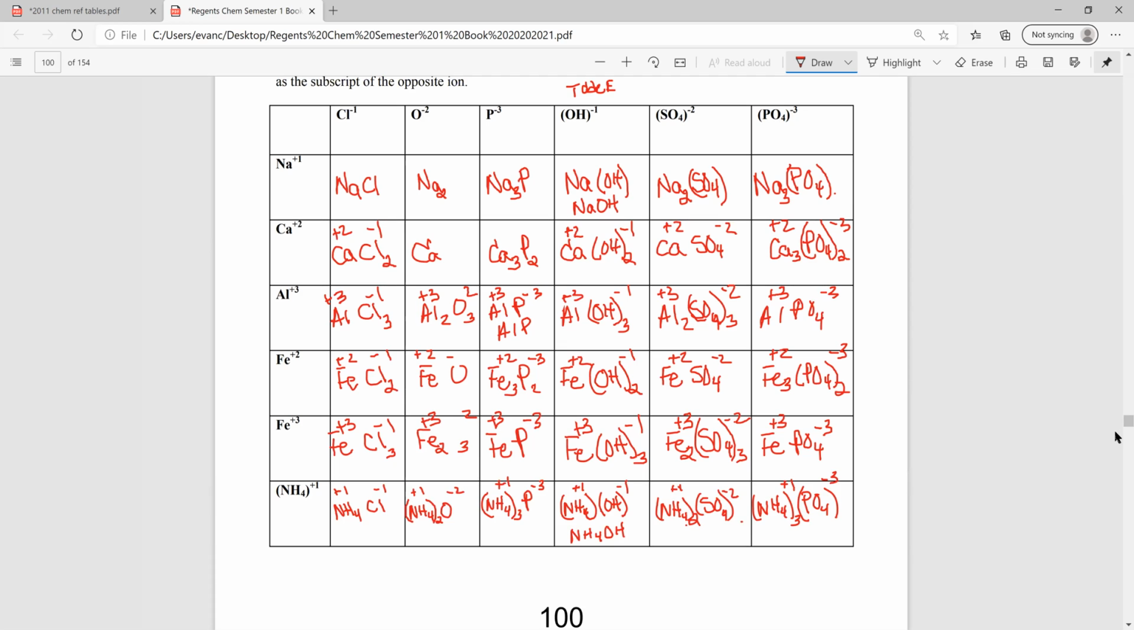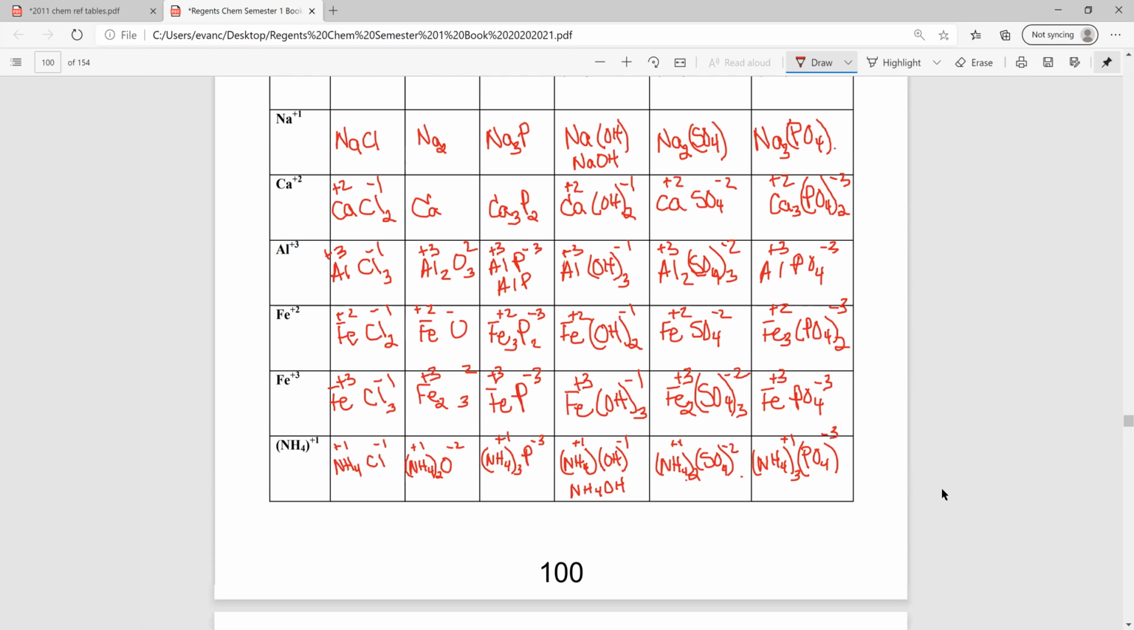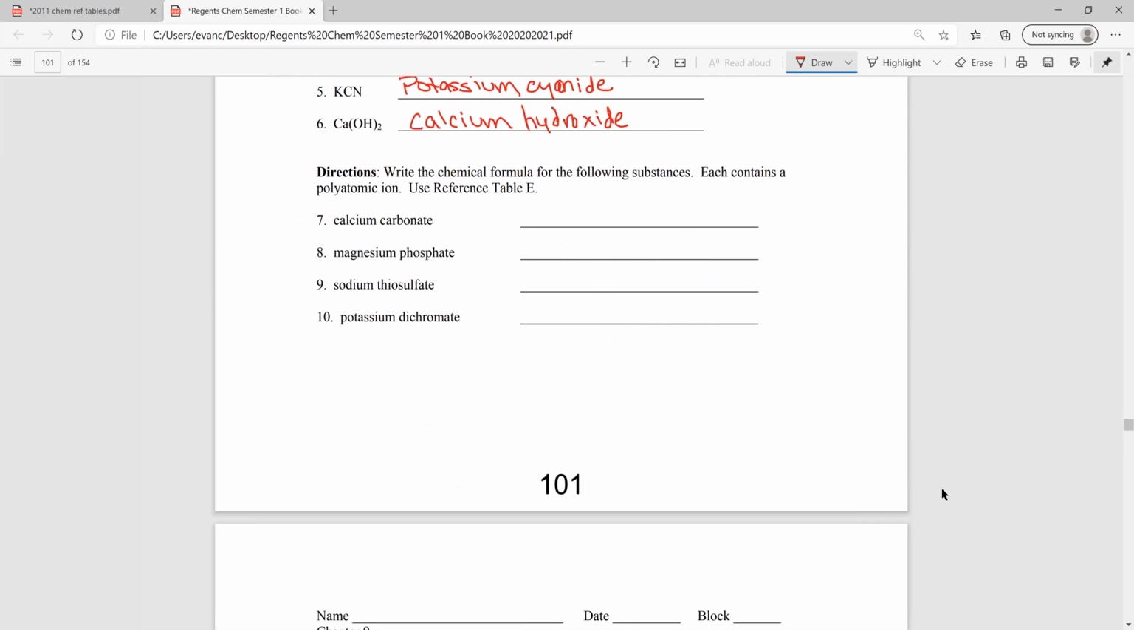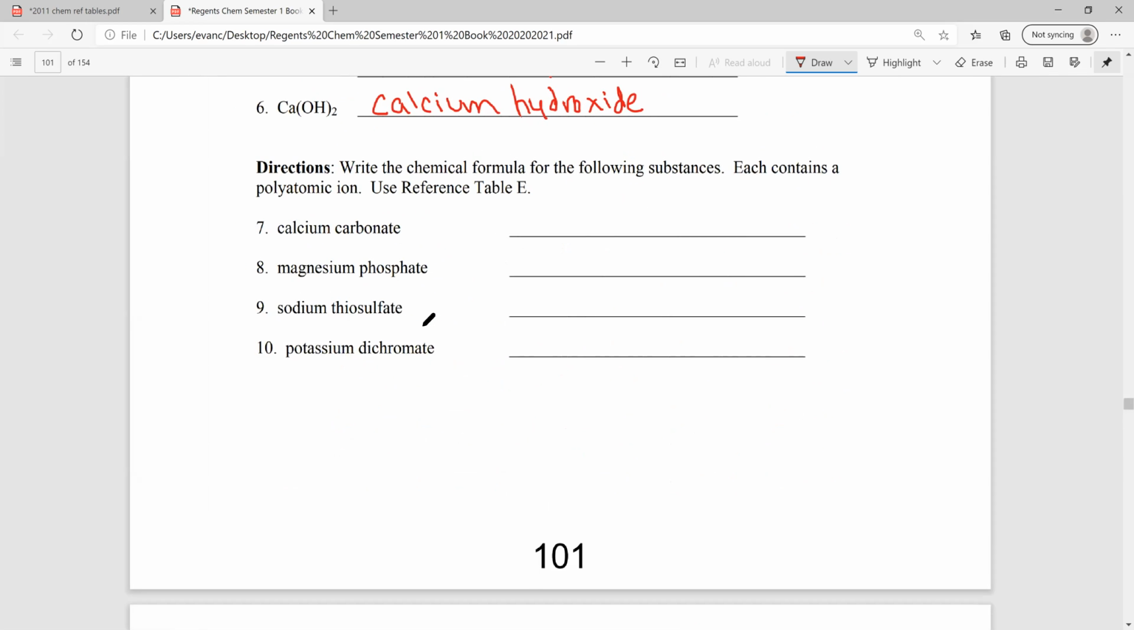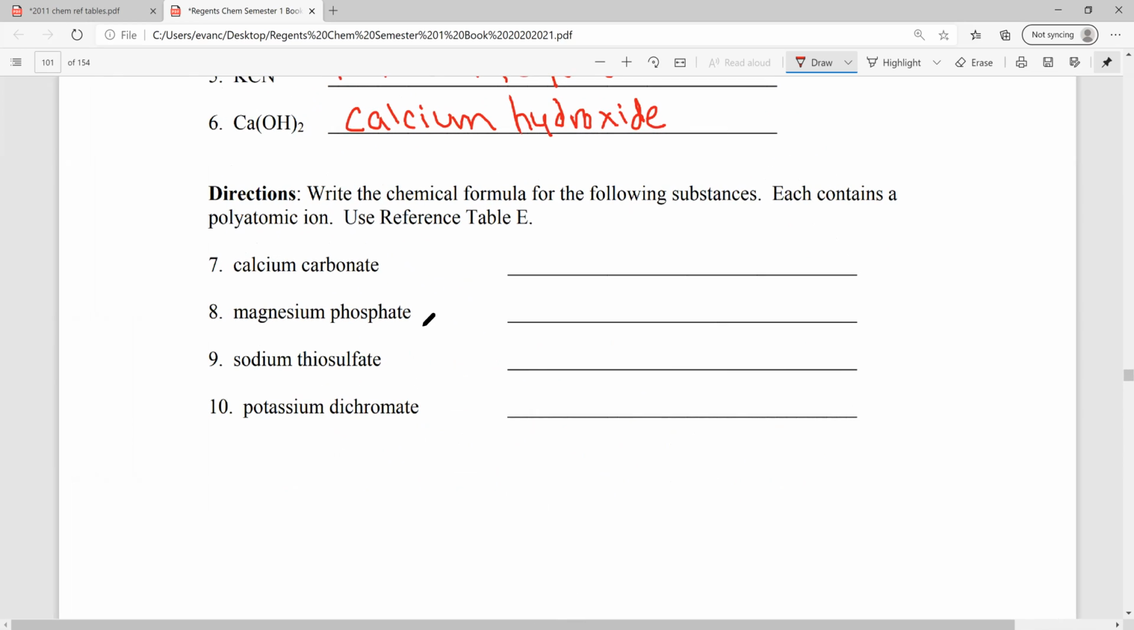All right, so now let's work on going to our formulas. Oops, too fast. Very sensitive mouse today. So now we're going to do a couple of examples where we take our name and convert it into our formula. So again, the first thing I need to do is get the symbols. The second thing I need to do is grab the charges.